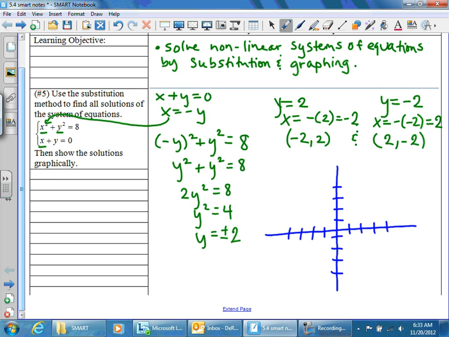So we already solved, let's see, no, we solved for x. So let's go ahead and solve for y, and x plus y equals 0. Well, y would be negative x. So I have a y-intercept of 0 and a slope of negative 1.